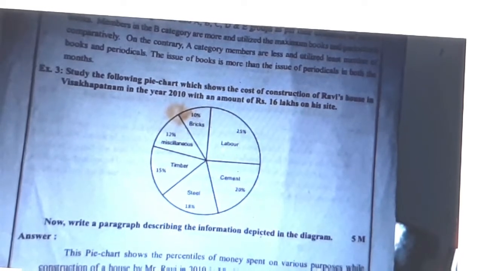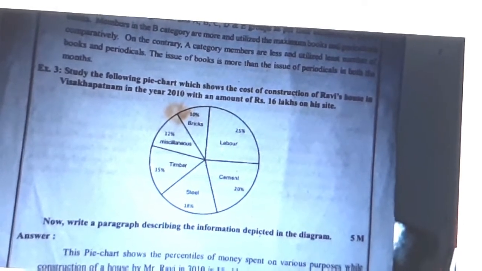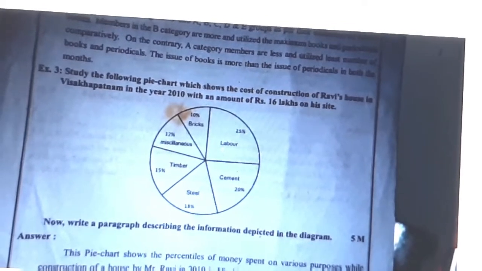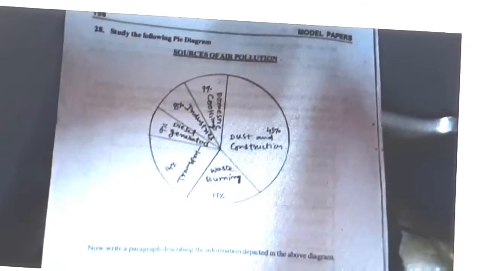Tomorrow I will tell how to write about a bar diagram. Today it is enough. There will be another question. Try to write it.